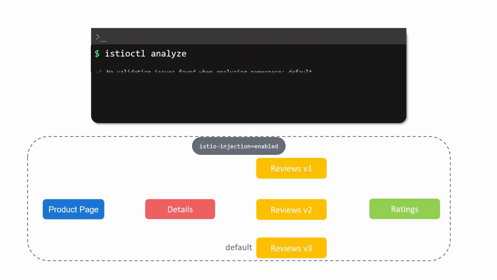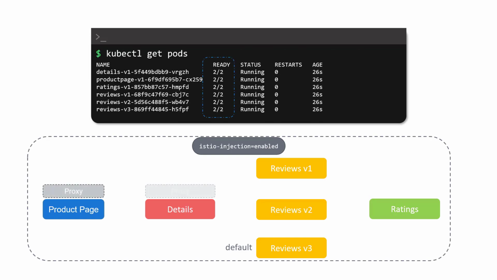Let's check the status of our mesh now. Let's check if we have Envoy sidecar proxies. Yes, they're here and running. Istio has now injected sidecar proxies into each pod. You will explore more about these in the upcoming labs.